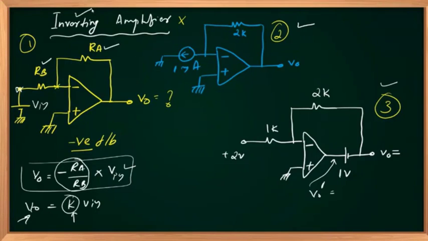So since it is a negative feedback circuit, the potential at the inverting input should be how much? 0 or ground, same as my V plus. V plus is grounded, 0 volts. So V plus equal to V minus is valid.